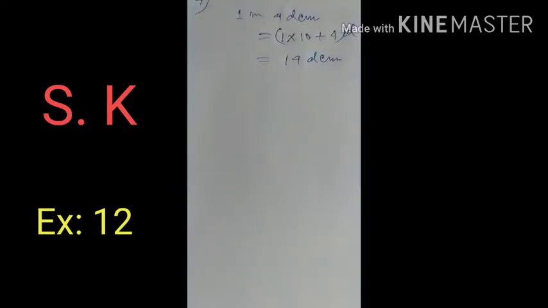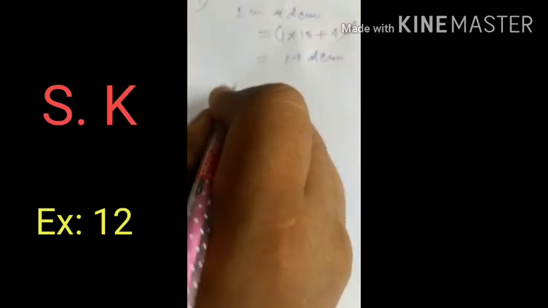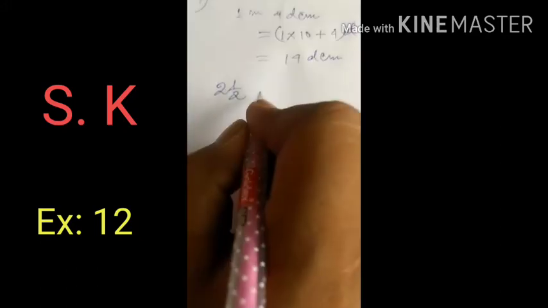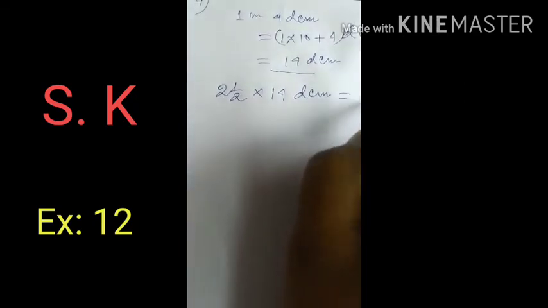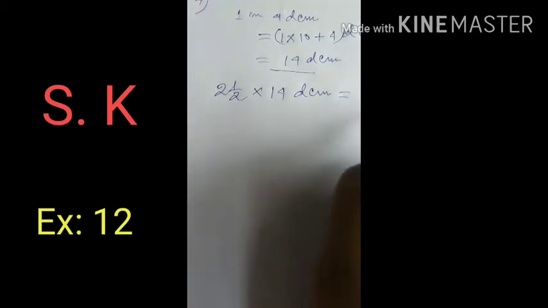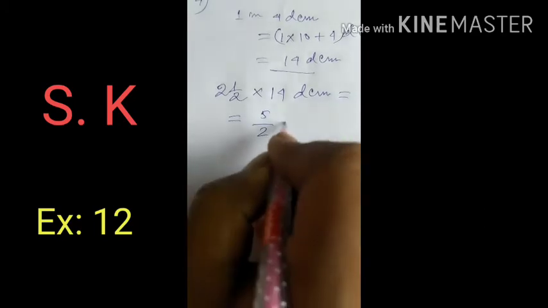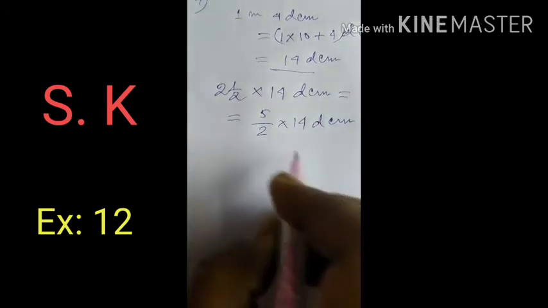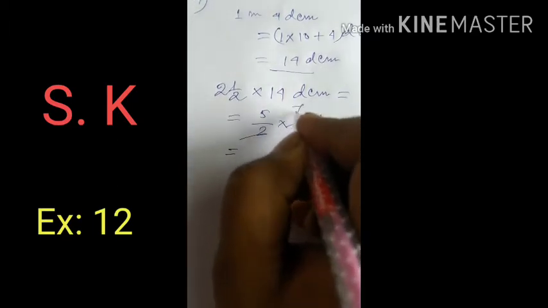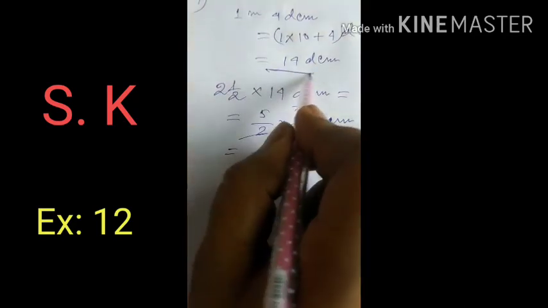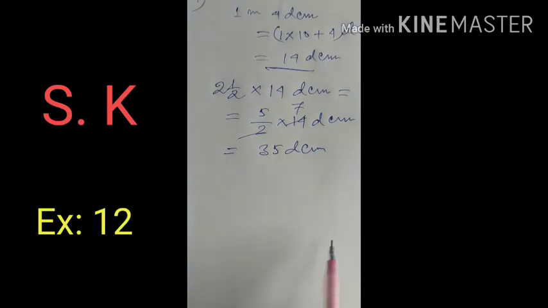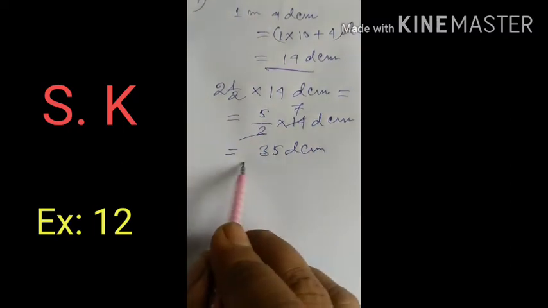And the second wheel's perimeter is 2.5 times more than the front wheel. 2.5 times of the front wheel, that is 14 decimeter, that is 5 by 2 into 14 decimeter, equals 35 decimeter. So the perimeter of the front wheel is 14 decimeter and the rear wheel perimeter is 35 decimeter.